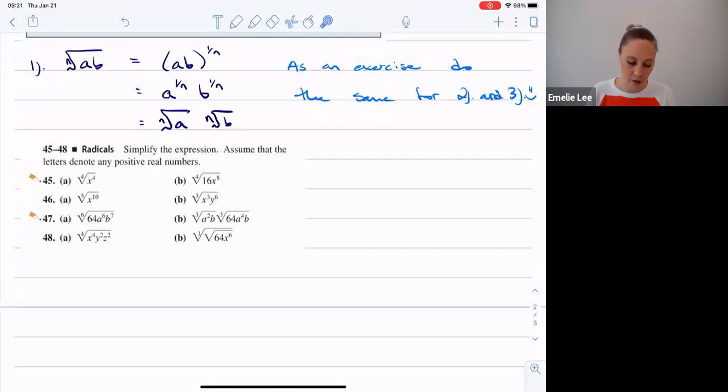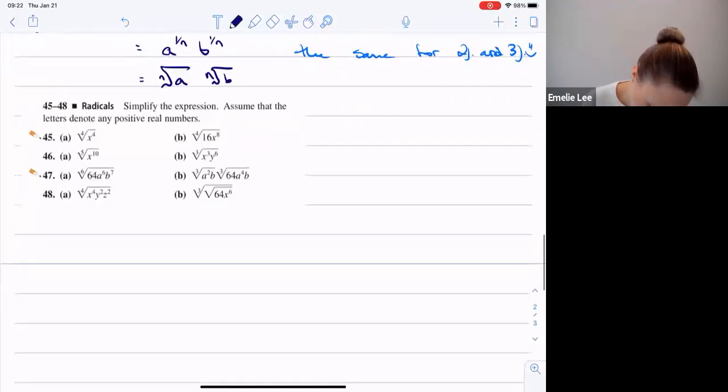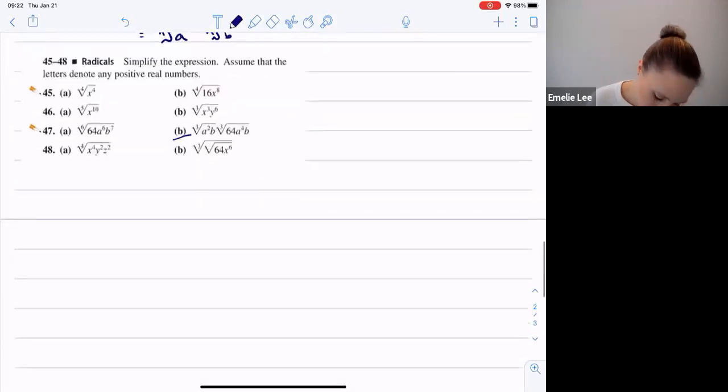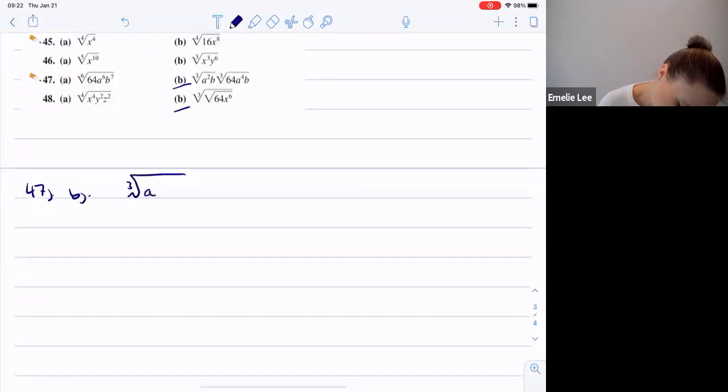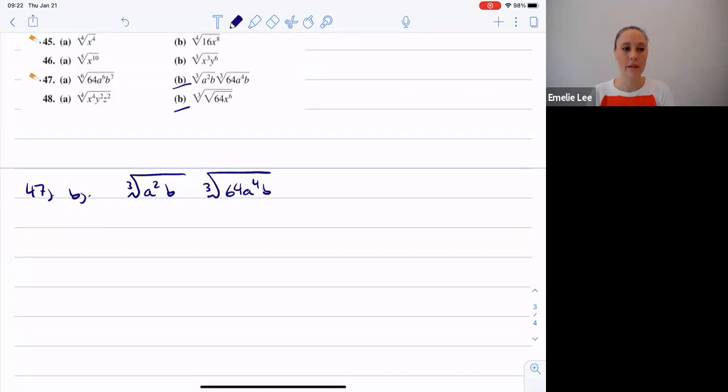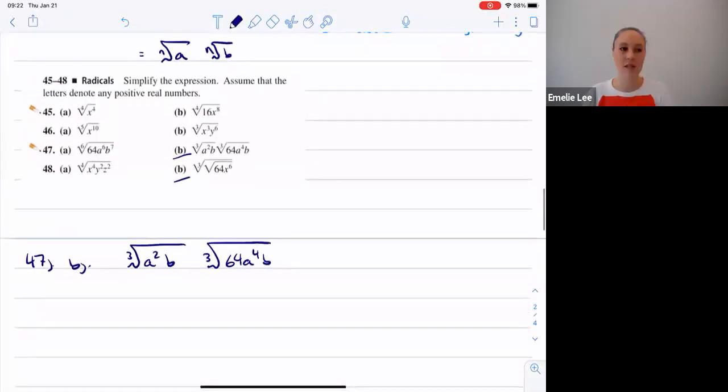And the first thing you're going to do, if you have to simplify something like this, maybe I'll do 47B, and then I also want to do 48B. So 47B is the third root of A squared times B times the third root of 64A to the 4 times B. Okay. And we're just told to simplify this expression.